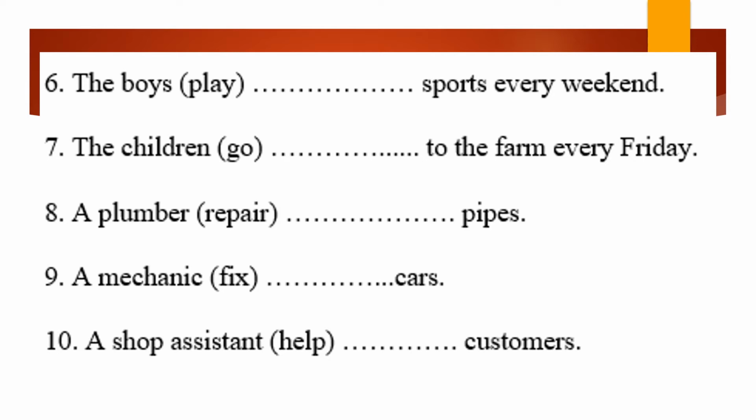Here, this is the present simple. So the boys is a plural word, so we say the boys play. We don't add anything because the boys is a plural word, jamma. Number 7, the children go to the farm every Friday. Every Friday also is a repeated action. So, and the children is a plural word, so we say go, no change.